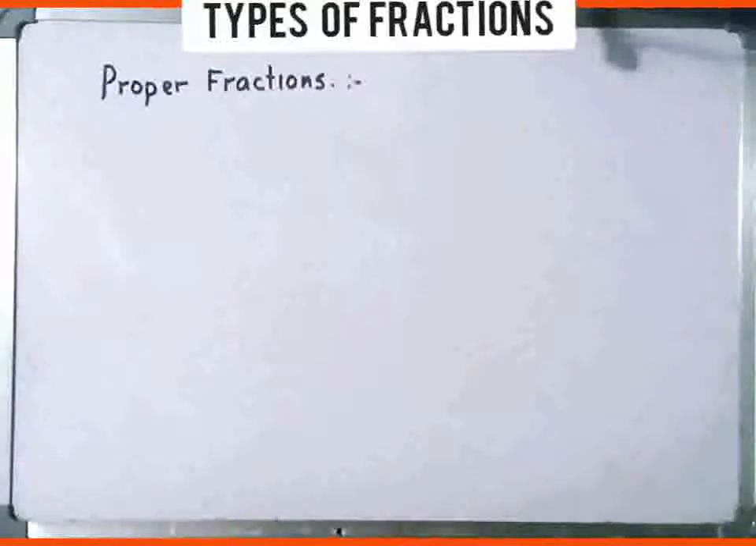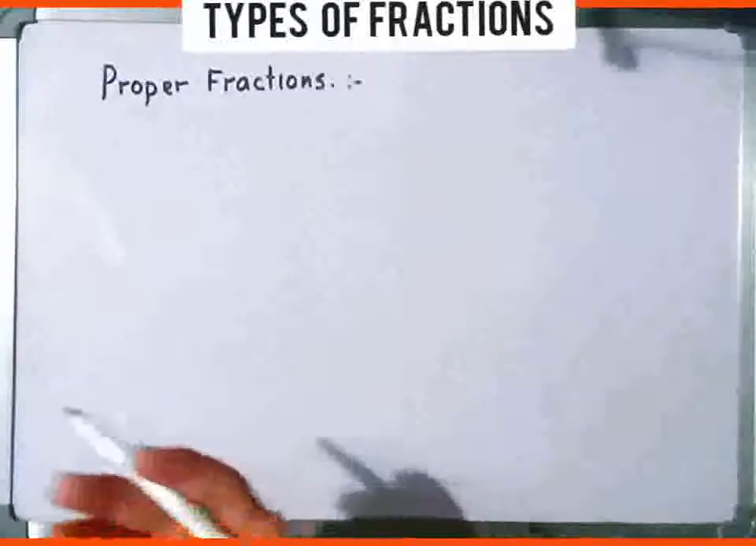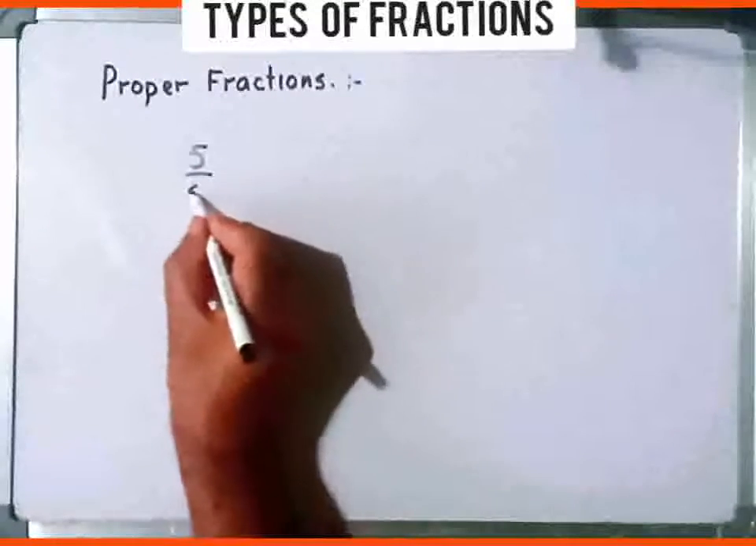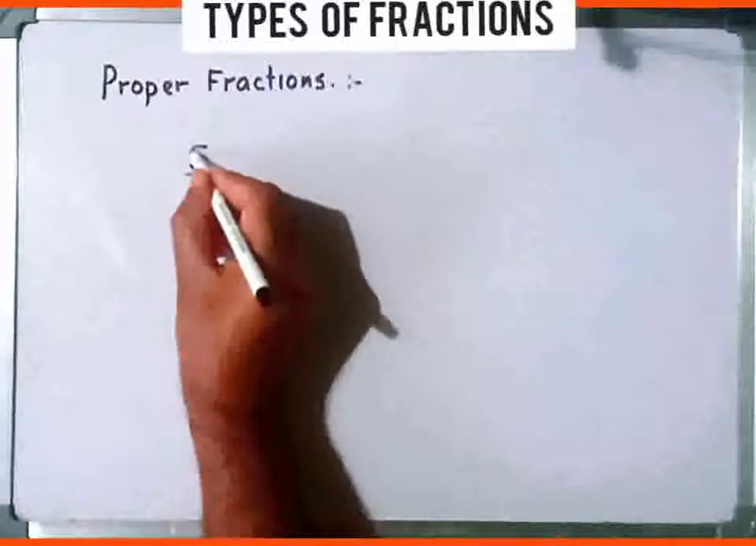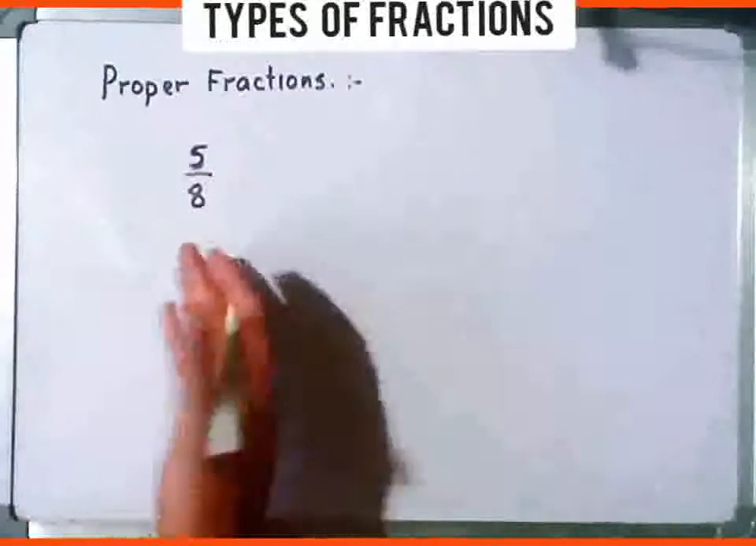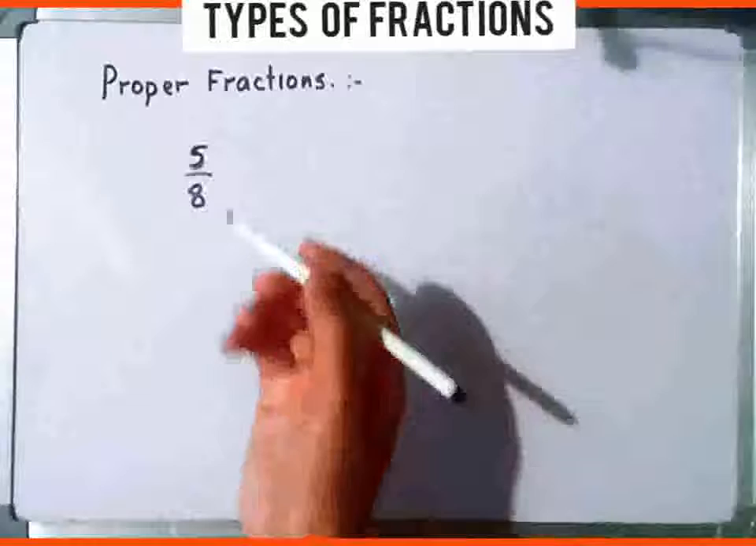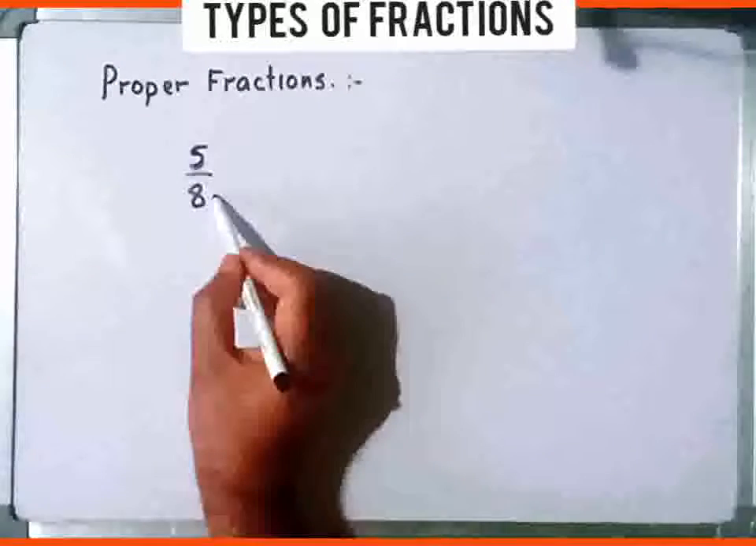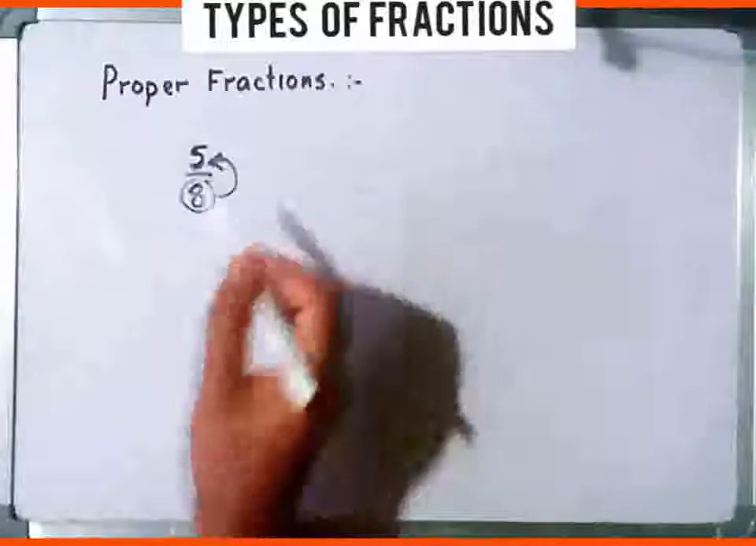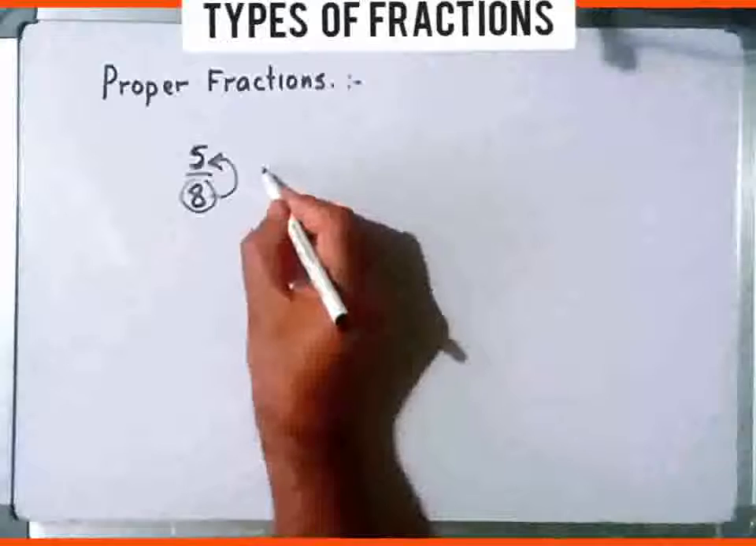Before we discuss improper and mixed fractions, there is one more important thing that needs to be taken care of. That is, if someone asks you to tell whether a fraction is a proper fraction or not, for example 5 by 8, you have to say whether it is a proper fraction or an improper fraction. Yes, it is a proper fraction because the denominator is 8 and the numerator is 5. The denominator is bigger than the numerator, so this is a proper fraction.